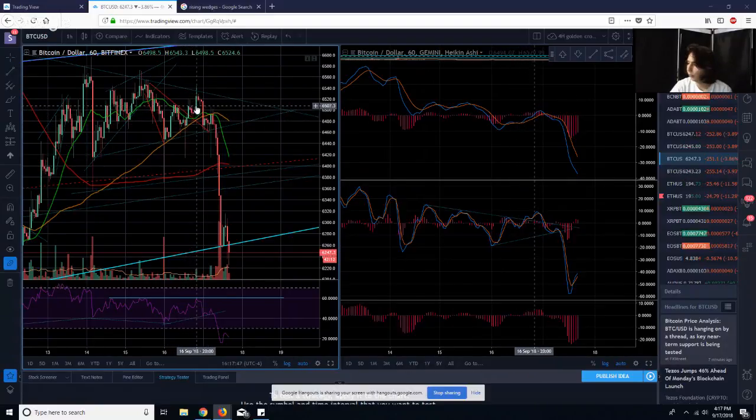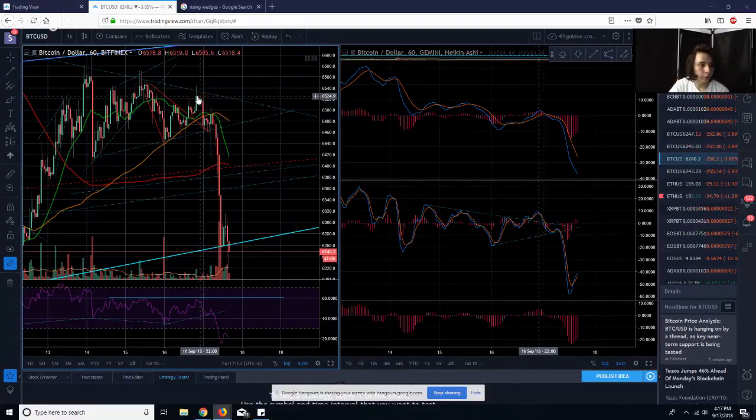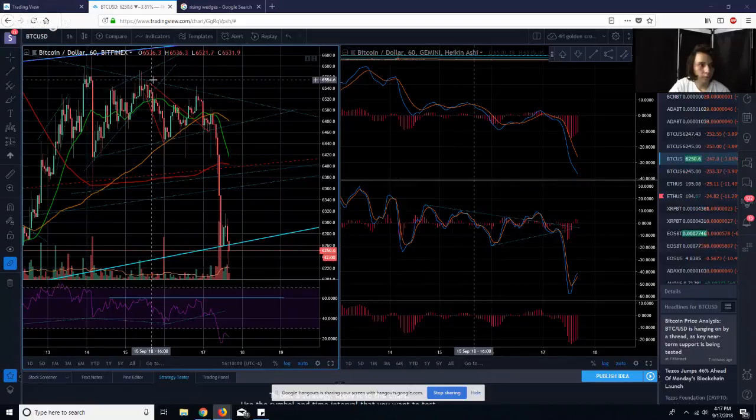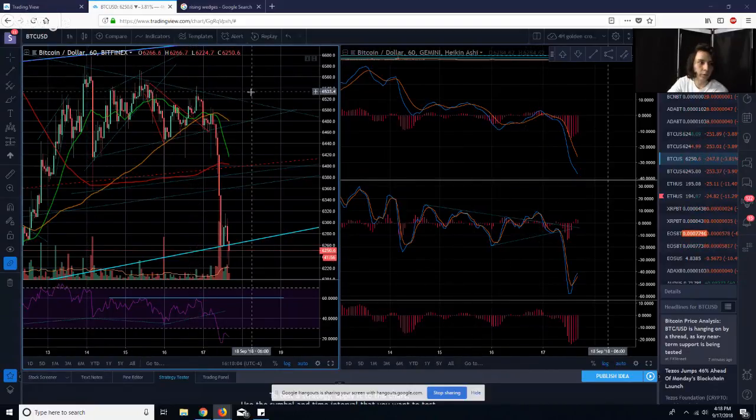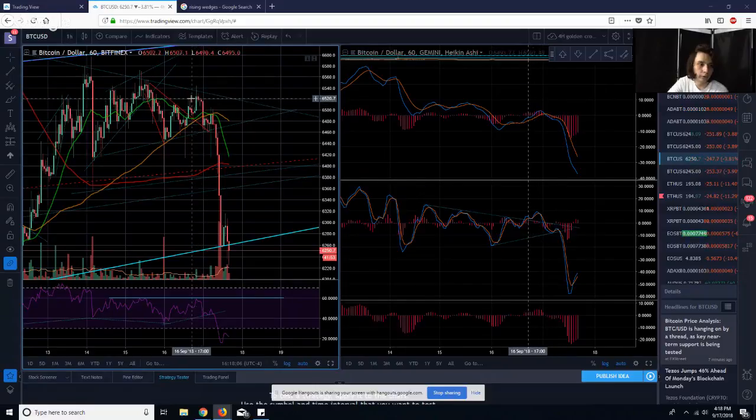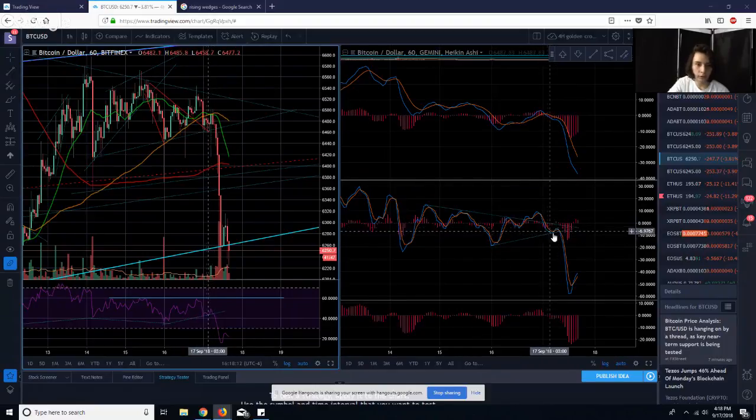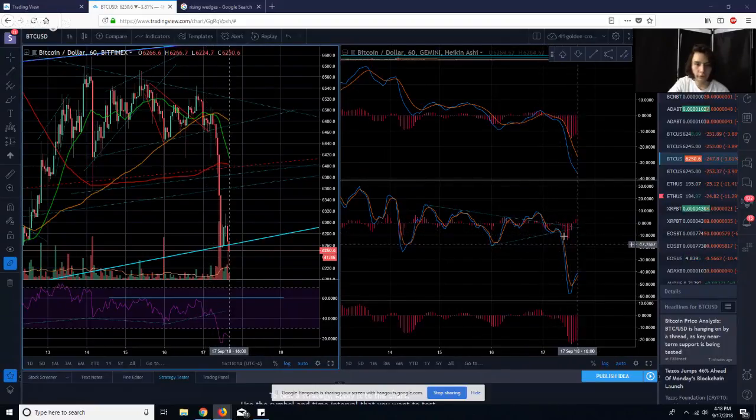So if I went with my TA, well, actually, you know what? I don't think I would have longed actually, because we did get this triple top right here. I probably would have waited for us to close above this trend line before making any longs. That's probably what I would have done. After falling down here, we saw this trend break. We saw a little bit of support, and then we just kept falling after that.